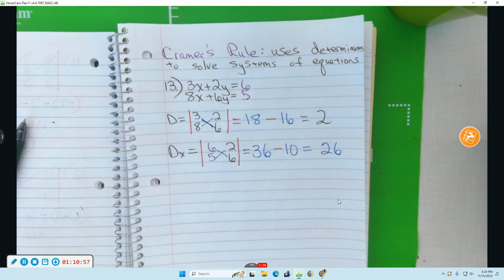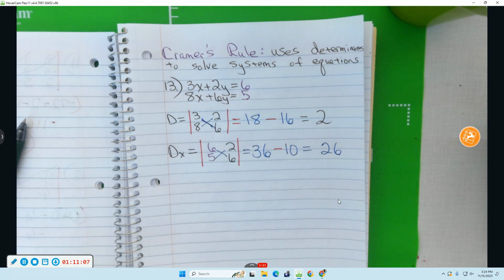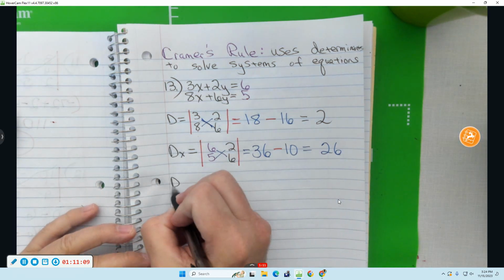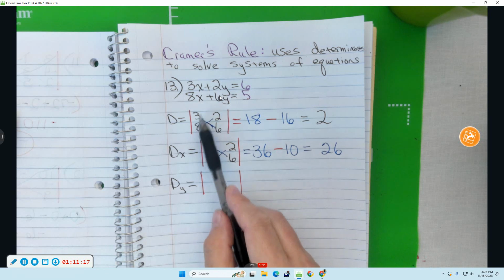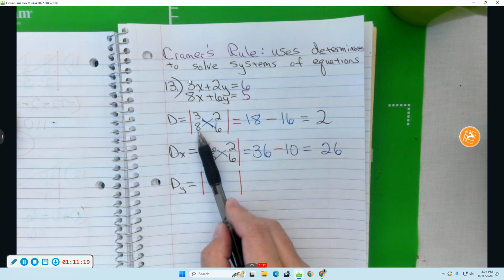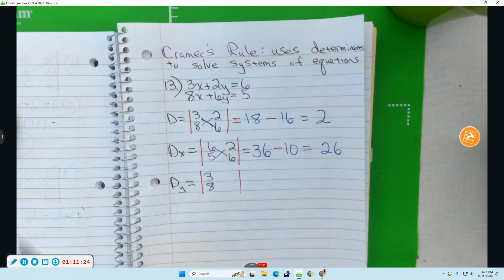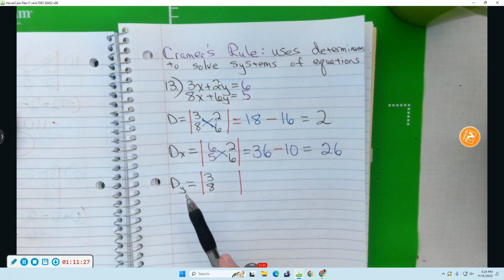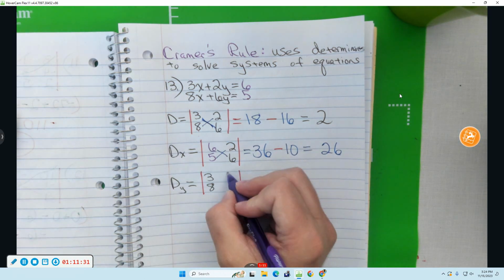And he found these subscripted determinants for every variable. There was an x variable, he found d sub x. He then found d sub y using that same pattern. D sub y equals, each time you go back to D, the x column is back to being 3, 8. The y column, now he's replacing the y column with that column of constants, 6, 5.